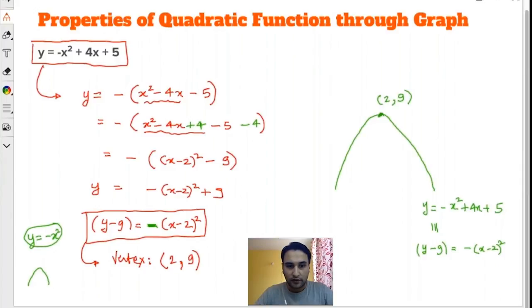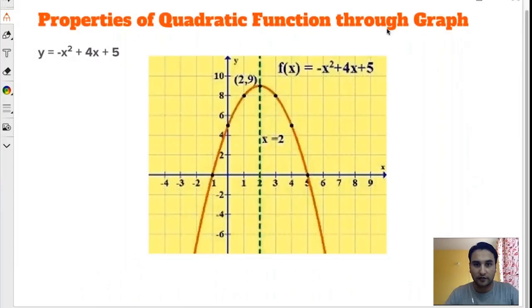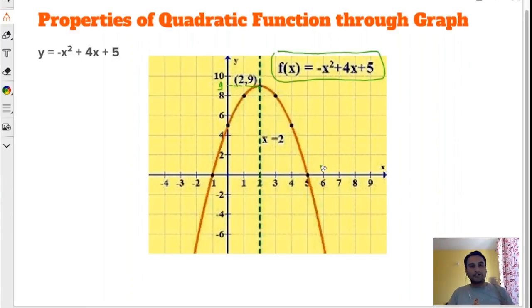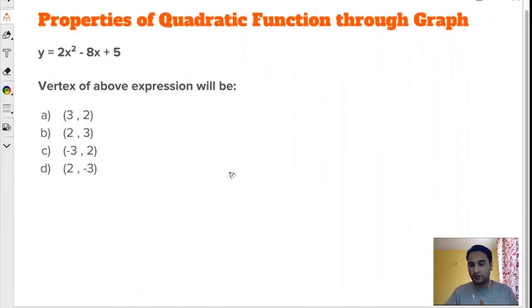Here. So it's a facing down graph. This is the graph. 2, 9 and facing down. Cool. So guys, all that you need to keep in mind is what is the vertex and whether the graph faces up or down. That's it. That is all that you need to visualize a quadratic graph. Okay? Now, let's take one more example before I generalize it for you.